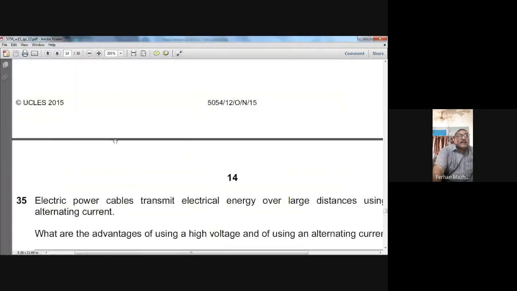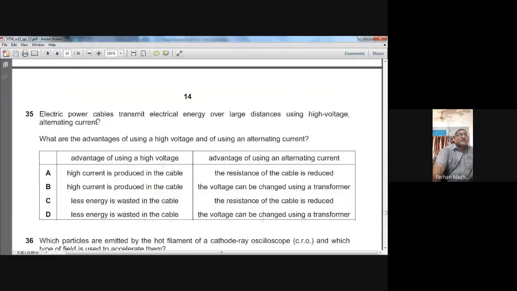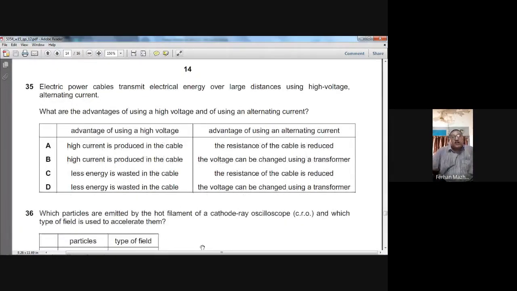Okay, we are moving to the next question. Question number 35 is on your screen. Electric power cables transmit electric energy over large distances using high voltage, alternating current. What are the advantages of using a high voltage and using an alternating current?